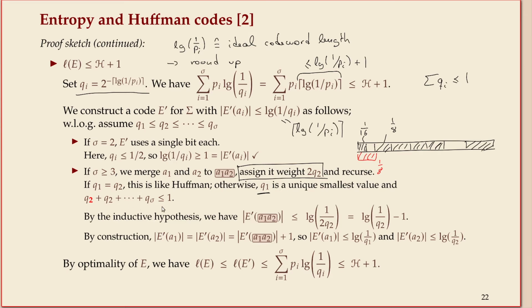If you look at what you get from the inductive hypothesis for the super character, then it's the same statement with a new weight, and that's twice the big weight. That works out as this minus 1. And so because Q1 is at most Q2, that's good enough to bound the code word length for both of these characters.